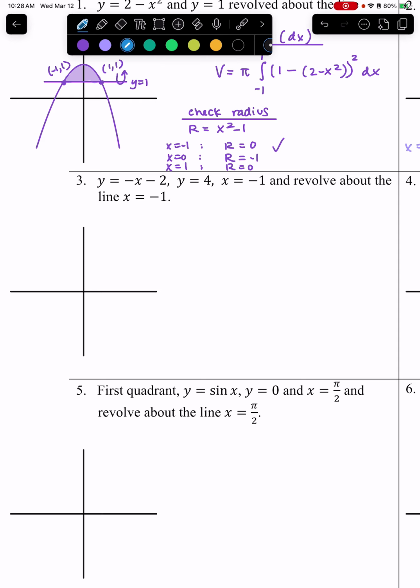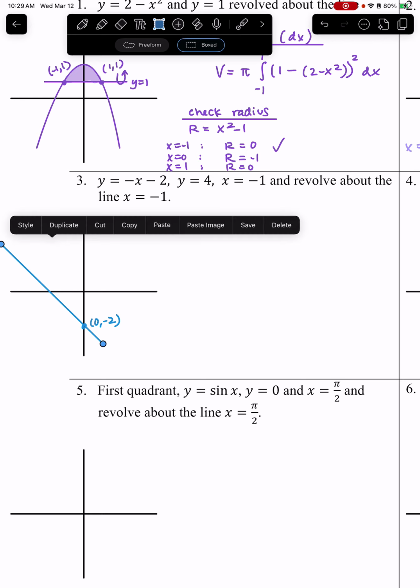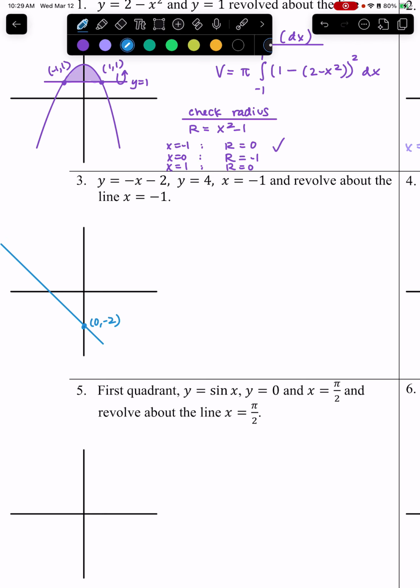Next one. Negative x minus 2. So we're going to start down here at negative 2, and we're going to have a slope of negative 1. So something like that. This is going to be 0, comma, negative 2. And this is going to be, actually, we're going way up here probably because we've got a line y equals 4 up here. And then also x equals negative 1. That's that line. So this point right here would be negative 1, comma, 4.